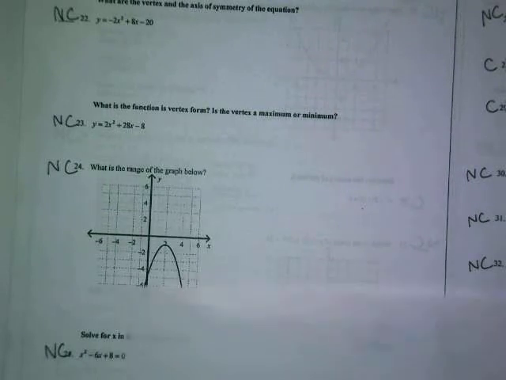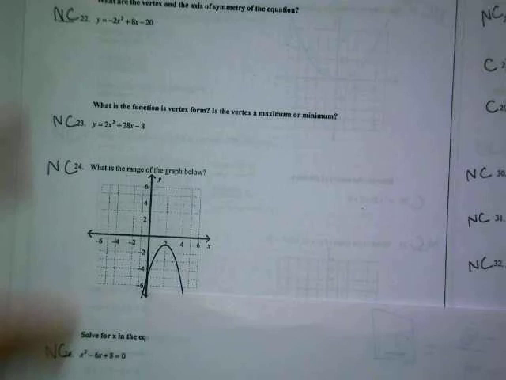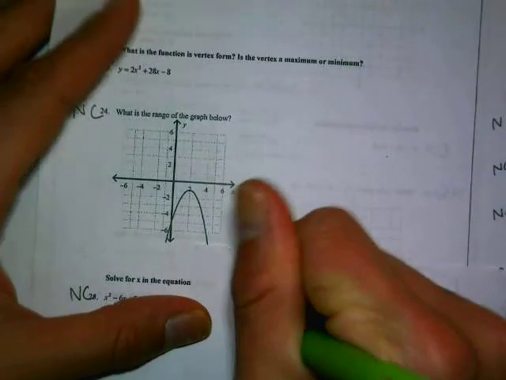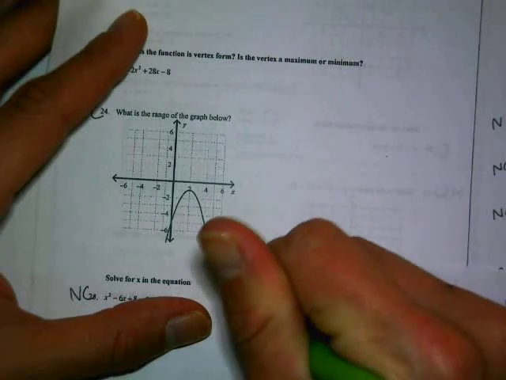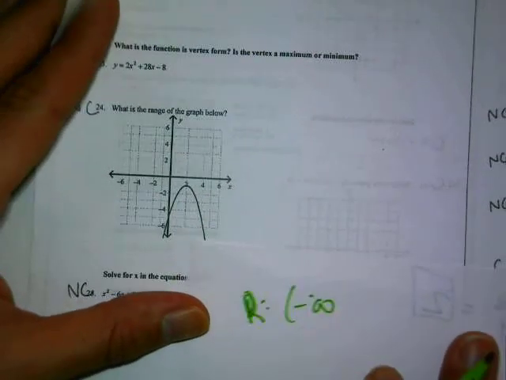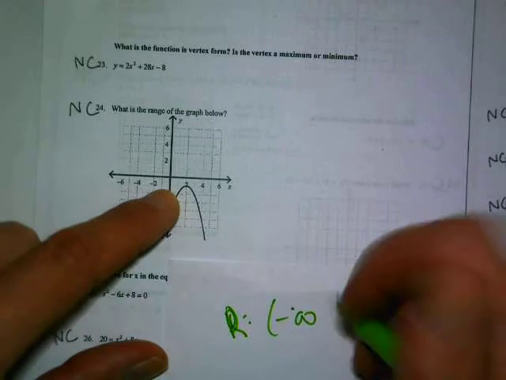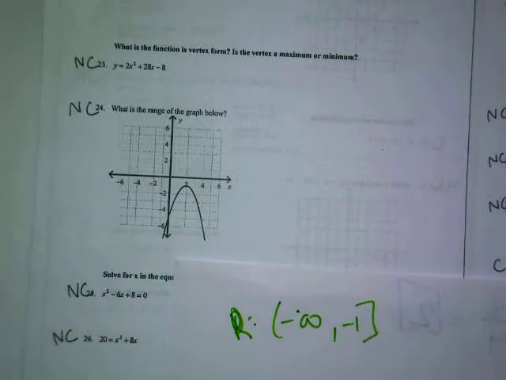24. What is the range of the graph below? So the graph down here, our range, we're going down forever. So negative infinity. And we are going up all the way to negative 1. And that was it for that one.